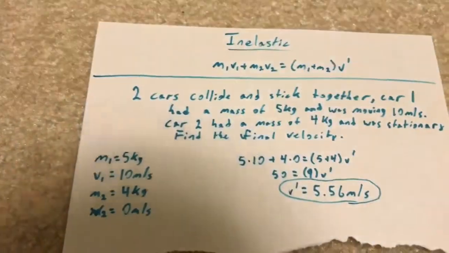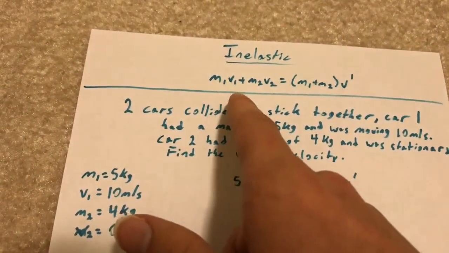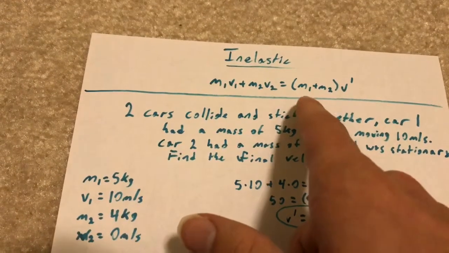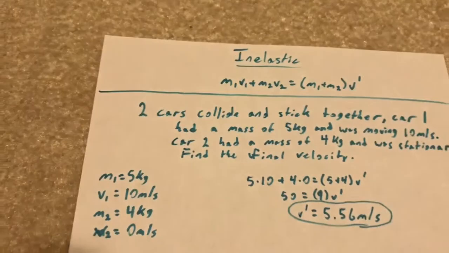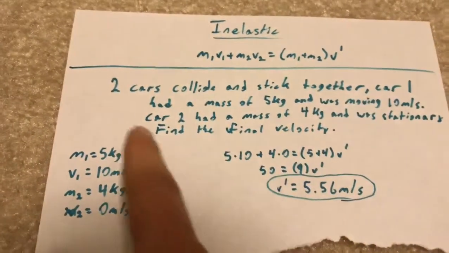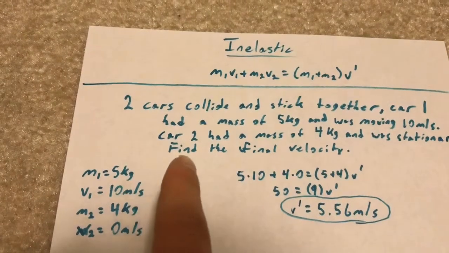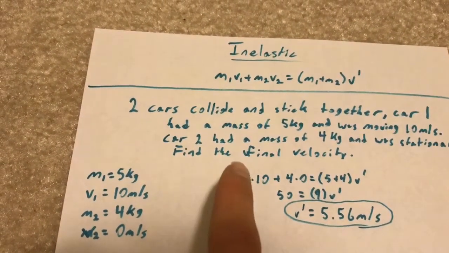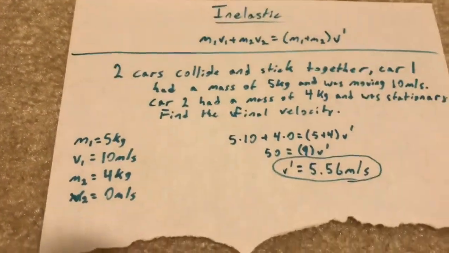In my opinion, the inelastic equation is a little bit easier: m1 times v1 plus m2 times v2 equals m1 plus m2 times the final velocity. So in this question we're trying to find the final velocity. It says two cars collide and stick together. Car 1 had a mass of 5 kilograms and was going at 10 meters per second. Car 2 had a mass of 4 kilograms and was going at 0 because it was stationary.